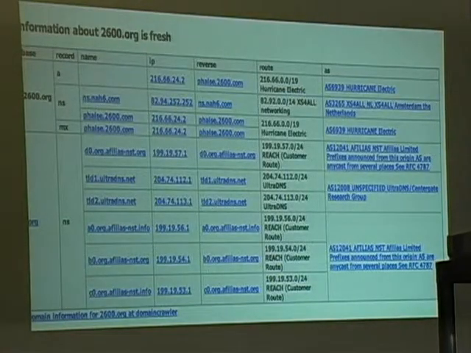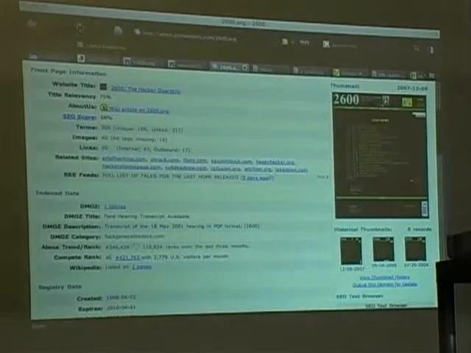Here's a close look up of 2600.org's. And this is what's registered for them for the DNS. Interesting to note, two different IP address ranges there. Another slide is, here's their DNS information.